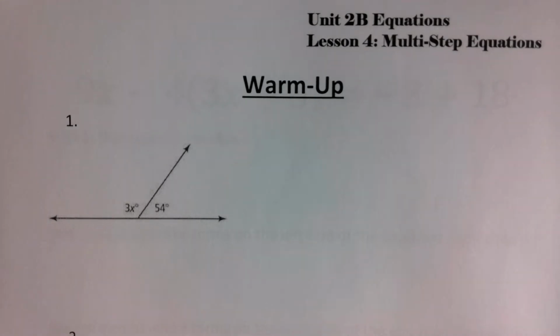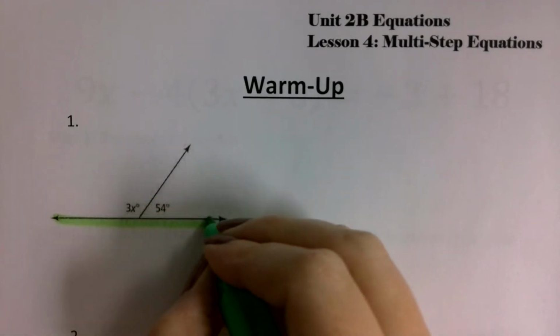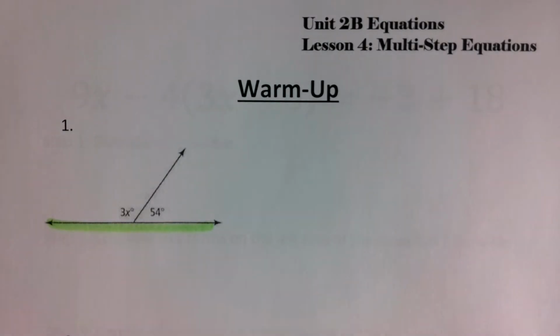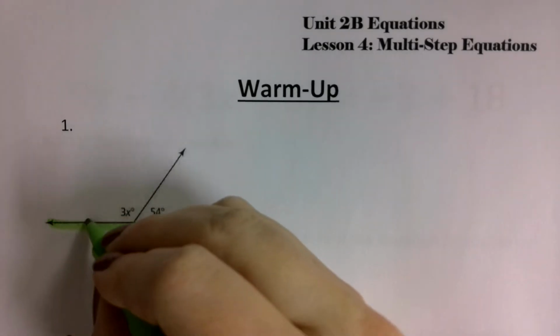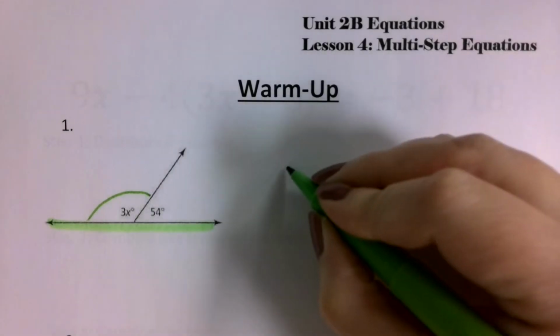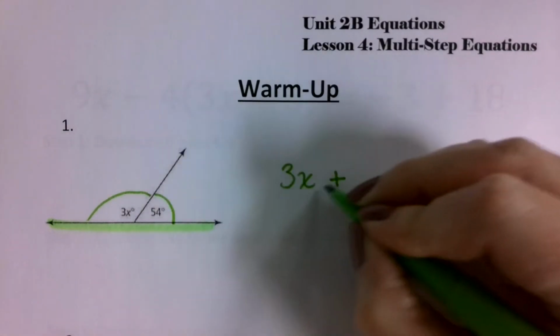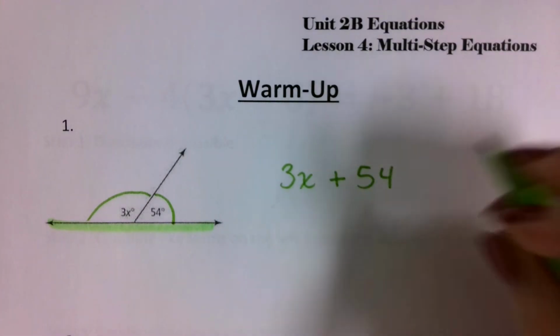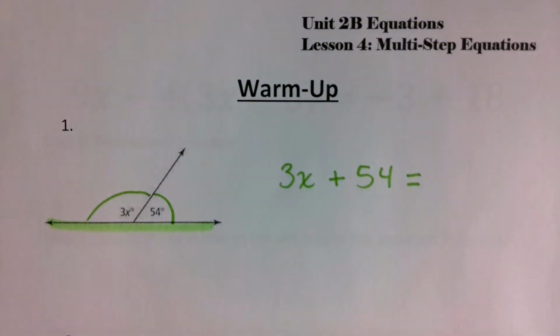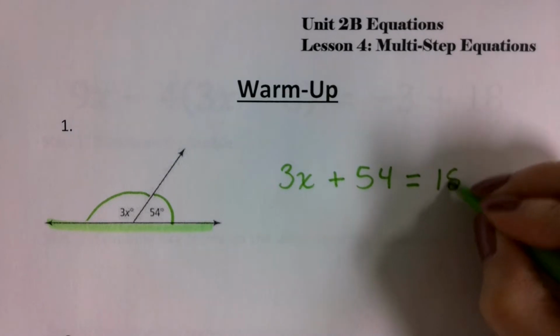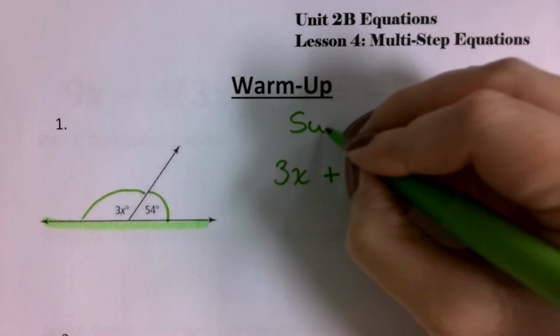Supplementary. Supplementary meaning that they are going to form a straight line, and if we were to add them together, it'll equal how many degrees? If we add these two angles together, so if I take 3x and I add it with the 54, how many degrees is that supposed to equal, Zarima? 180. Okay, so these are supplementary angles.